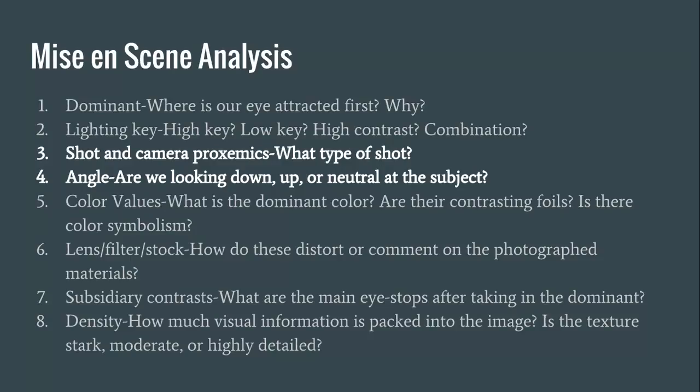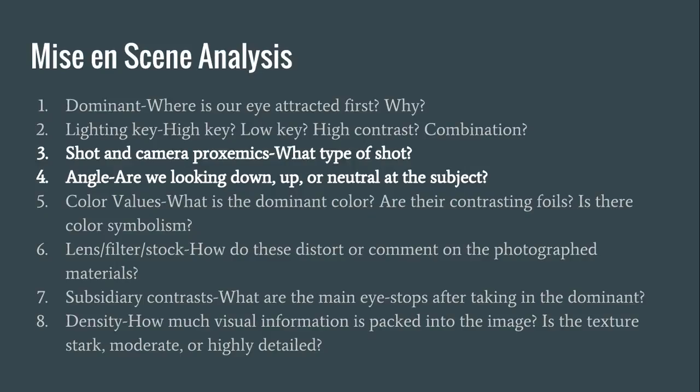So there are 15 sections to the mise-en-scene analysis. The first section is going to be dominant. So the first thing we're going to look at is where our eye is attracted to first and why. Then we're going to look at the lighting key. Is it a high key light? Are there low key lights? Is it high contrast? Is it a combination?